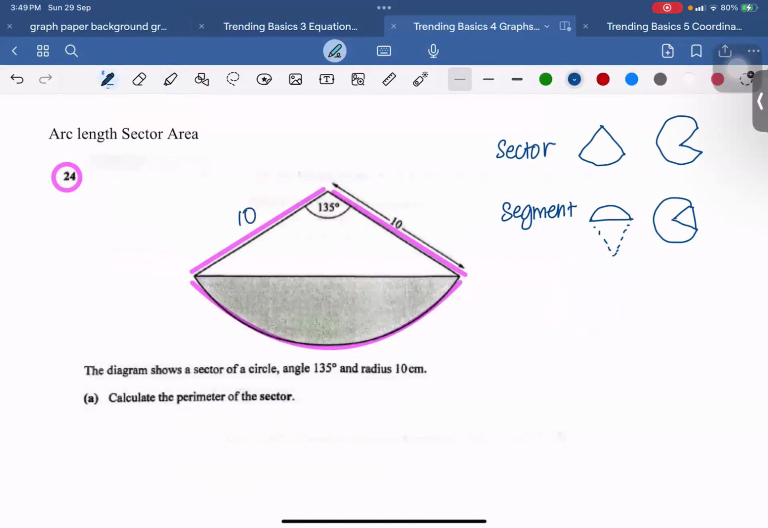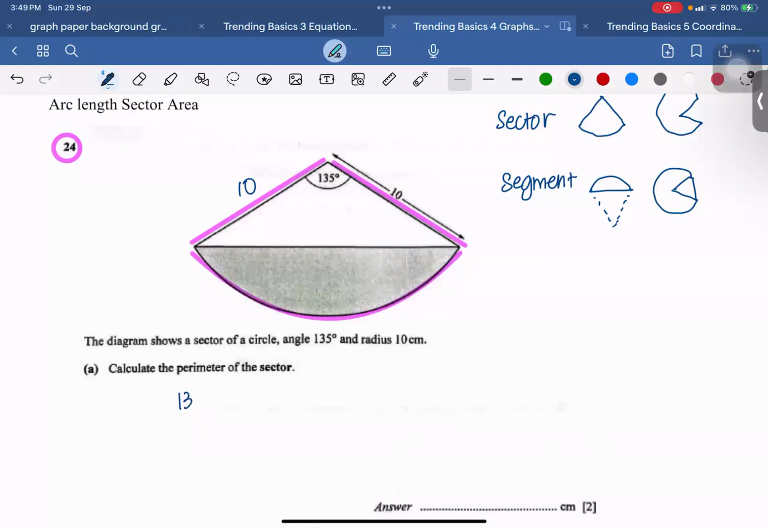10 and 10. So find the arc length, right? 135 degree over 360. This formula you must memorize. Question, pi r square or 2 pi r? Perimeter. 2 pi r. 2 pi r. Okay, find the perimeter and then add the 2 radius and radius.